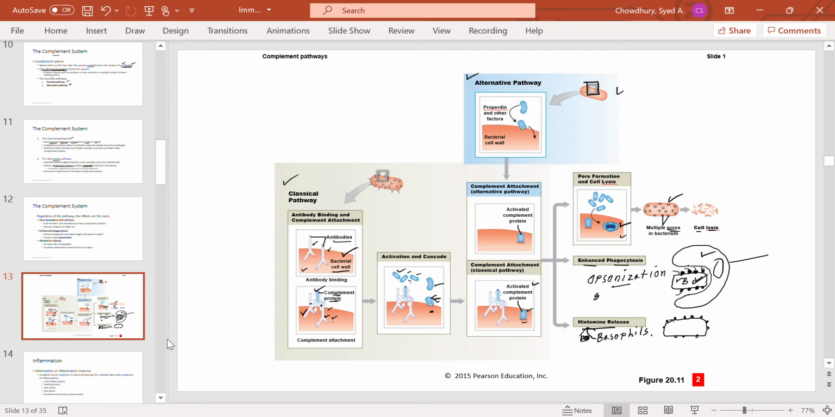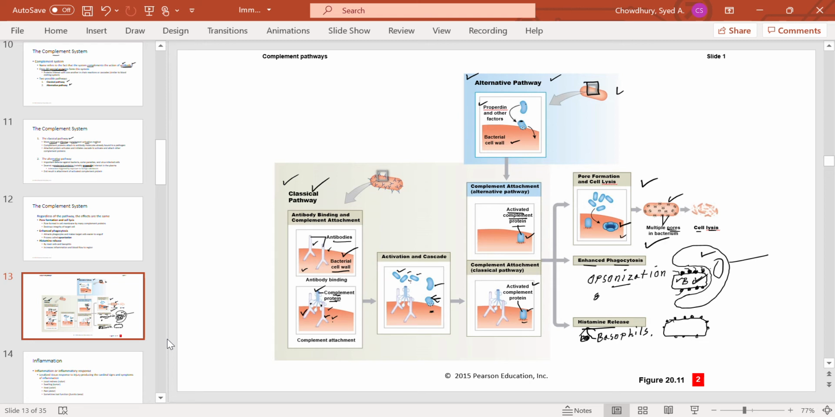Okay, so you see, this is the classical pathway, and in the alternative pathway, you see, the properdin protein, complement protein, would get attached to the bacterial cell wall. So that's the activated complement protein. So properdin will produce activated complement protein, and the same three ways.